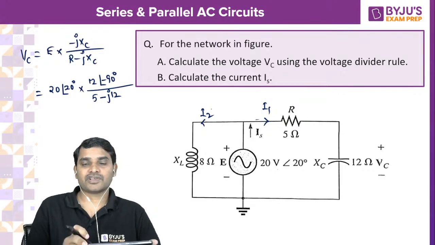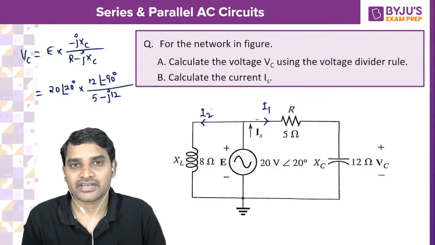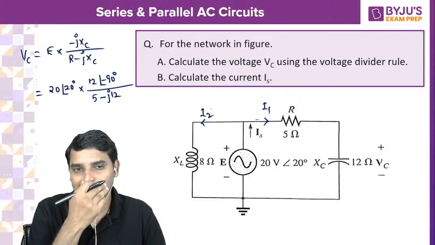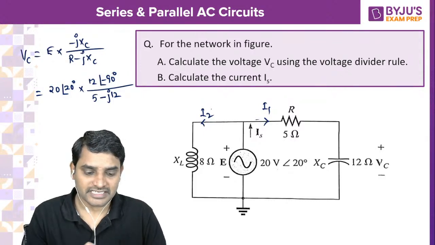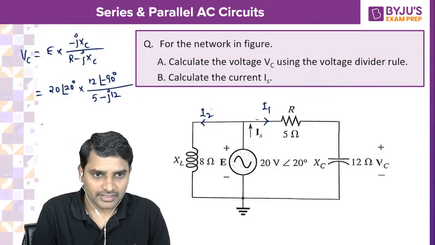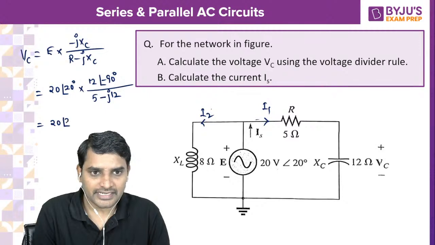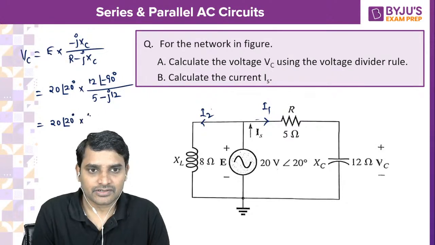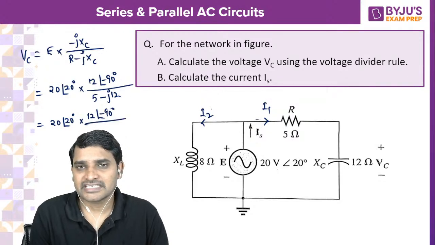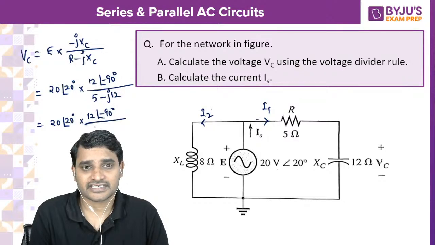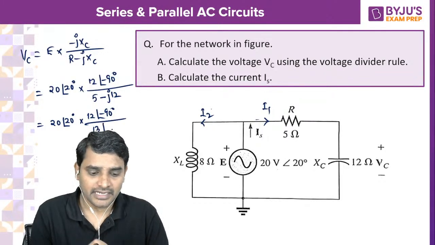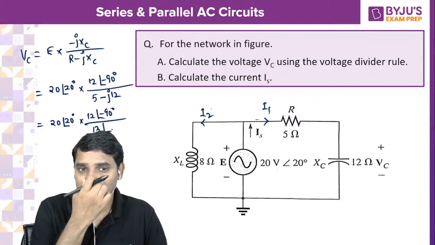5 square plus 12 square. 12 square is 144, 5 square is 25. 144 plus 25 comes out as 169. Root of 169 is going to be 13. So I am rewriting this: 20 at an angle 20 into 12 at an angle minus 90, divided by 5 minus j12. I am getting 169, root of 169 is 13, at an angle tan inverse minus 12 by 5.